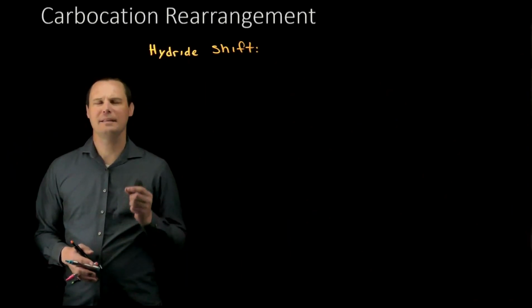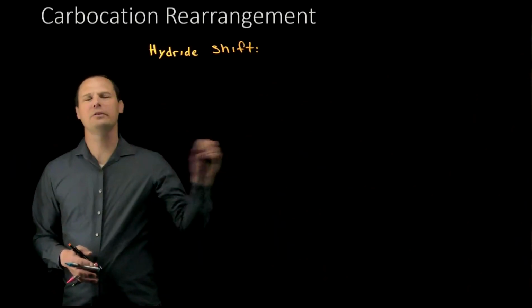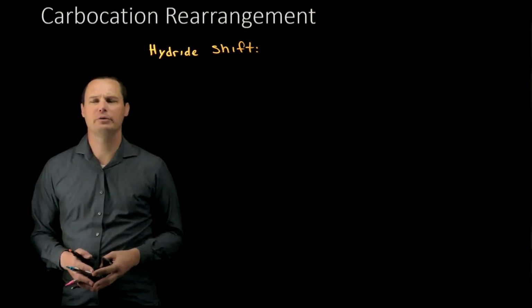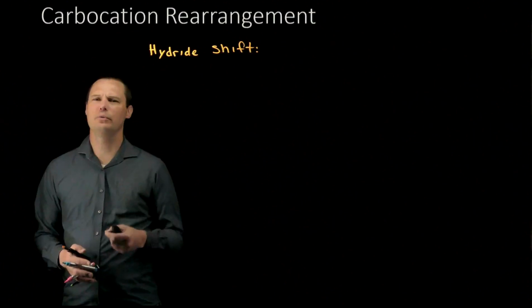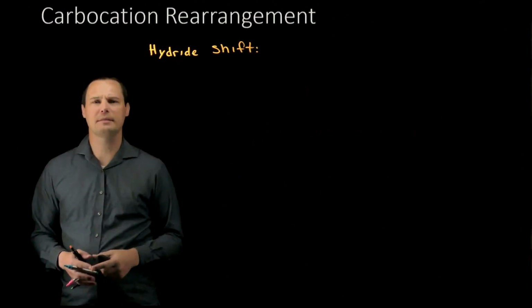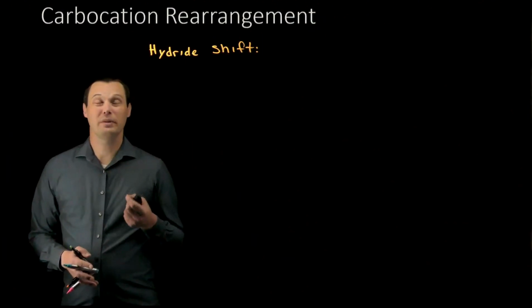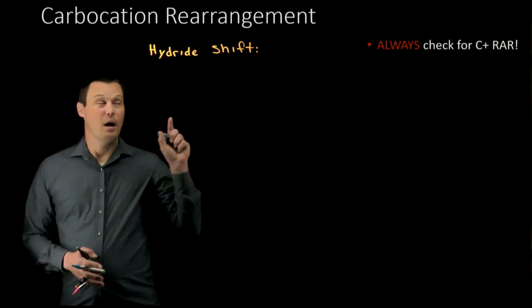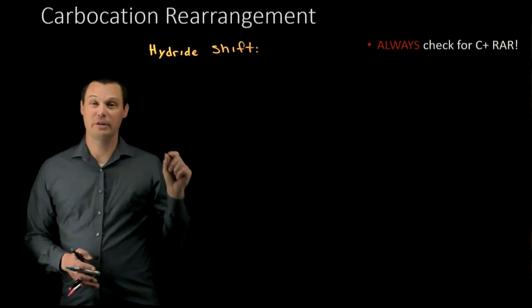Carbocation rearrangement is a concept that sometimes just always feels out of reach for students. Students understand what carbocation rearrangement is, but they seem to have trouble doing carbocation rearrangement on a consistent basis. This is a concept where I don't really have a 3-step foolproof plan. I have a 1-step foolproof plan. Always check for carbocation rearrangement.